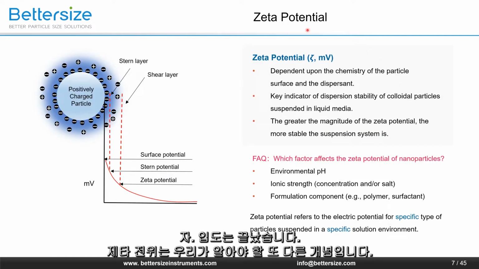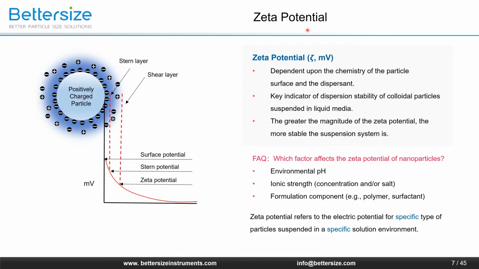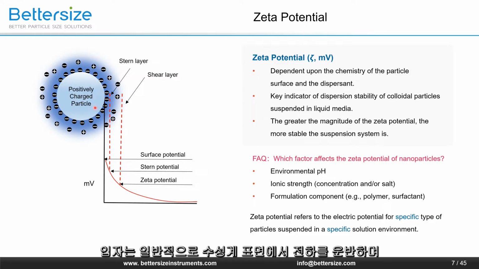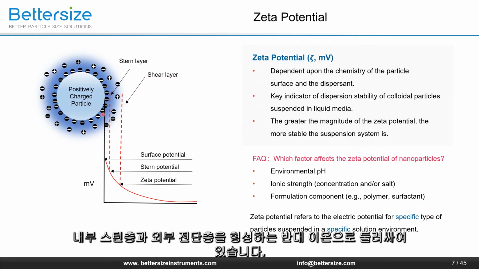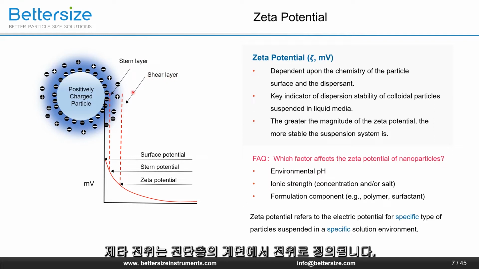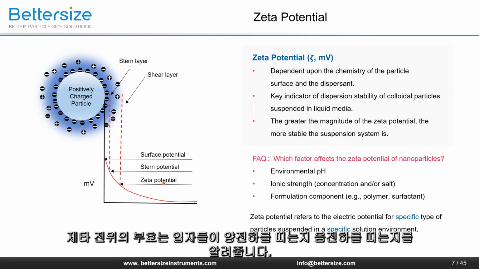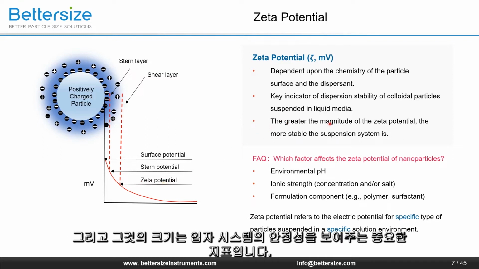Zeta potential is another concept that we need to know. Particles usually carry charges on the surface in aqueous systems, surrounded by counter ions that form an inner Stern layer and an outer shear layer. Zeta potential is defined as the electric potential at the interface of the shear layer. The sign of zeta potential tells whether the particles are positively or negatively charged, and the magnitude of it is a key indicator of the stability of the particle system.